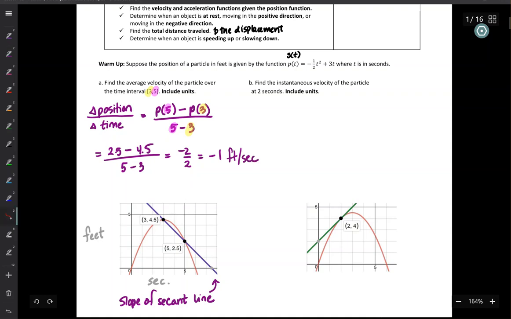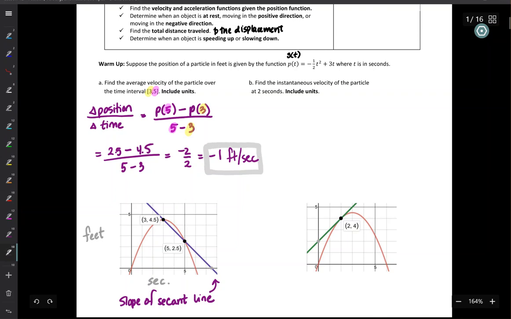And you're saying, Lindsay, that makes no sense. How can you be going a speed of negative 1 feet per second? Well, that's not what velocity is saying. Velocity, because it's negative, that means that this particle is on its way down, which we can see. It's traveling in the negative direction, and its speed is the absolute value of this. It's traveling 1 foot per second and going down. Okay, so done.